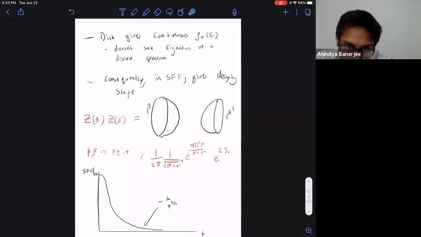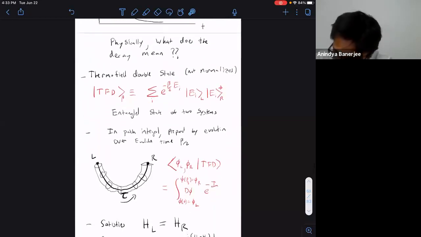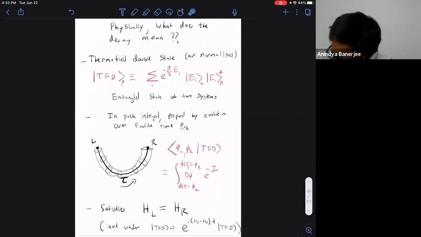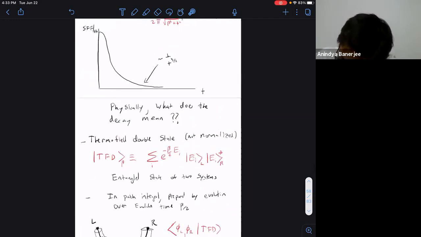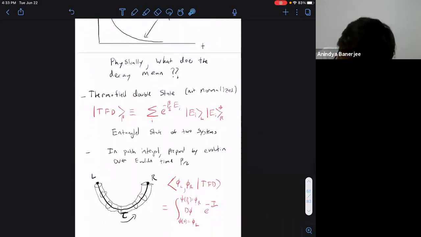So these two disks are not giving us the ramp or the plateau, and they're giving us a continuous density of states. To understand how the ramp comes about, it's actually useful to think about this decay a little bit more physically.